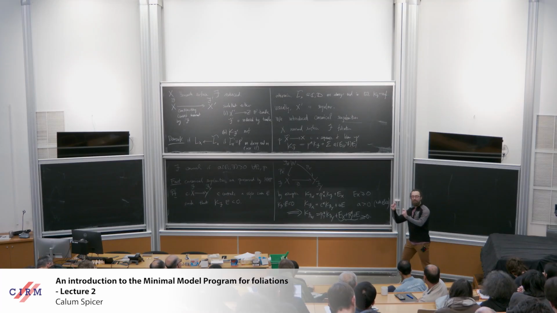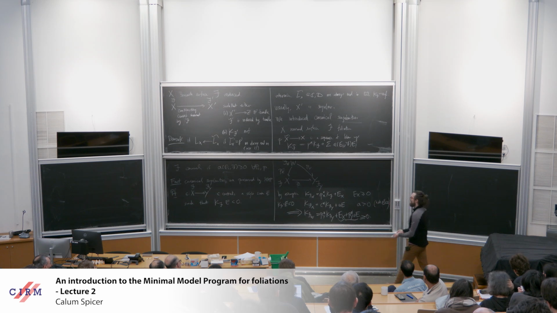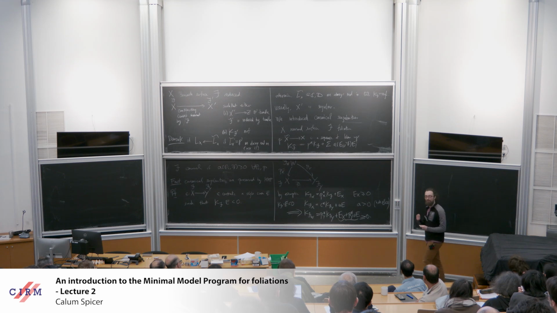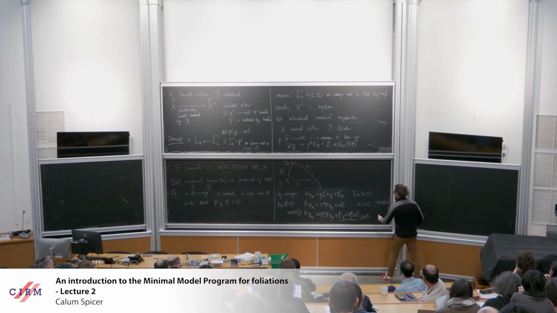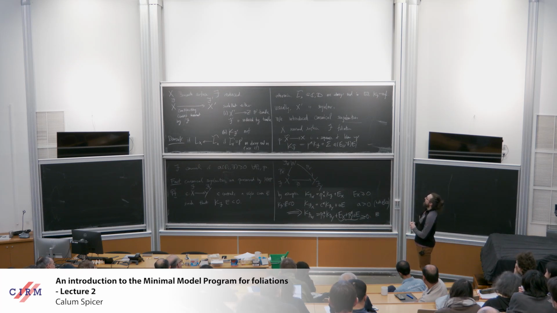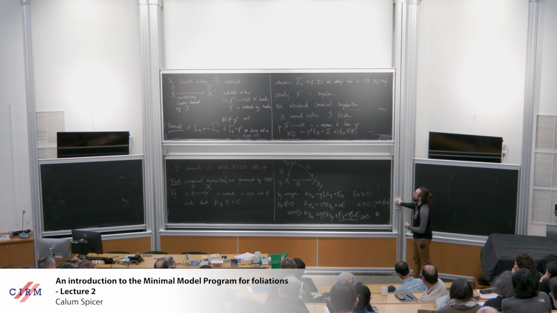So again, I just want to emphasize that the MMP, or canonical singularities, are set up in such a way that they're automatically preserved by these operations. So whenever you're contracting things which are negative with respect to K_F, canonical singularities are always preserved. Okay, so this was a quick summary of what happened yesterday.